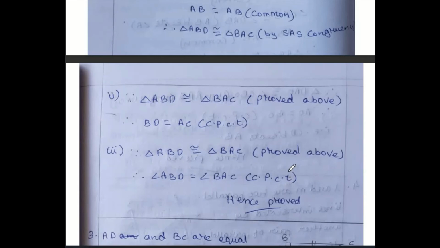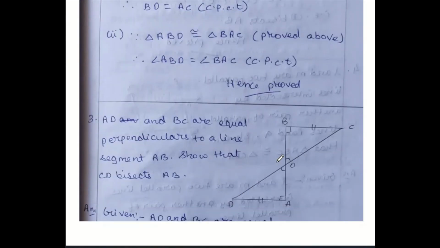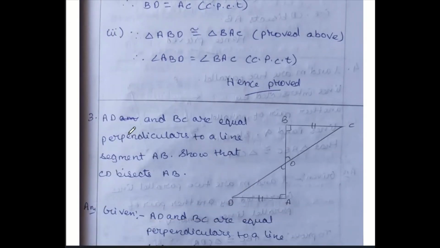While doing congruency, take care what conditions you are using and which way you are setting them; everything is required. Now, question number 3, another question which I will be teaching you today. AD and BC are equal perpendiculars. This is the diagram where this is your AD and this is your BC, both are equal perpendiculars because this angle is already given 90 degrees to a line segment AB.